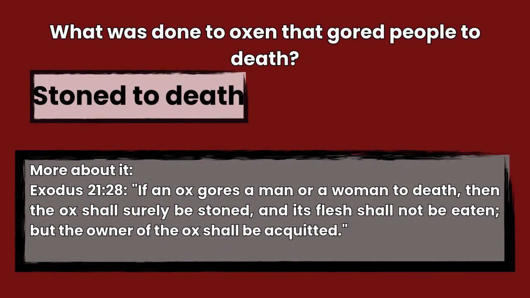The answer is stoned to death. Exodus 21:28. If an ox gores a man or a woman to death, then the ox shall surely be stoned, and its flesh shall not be eaten, but the owner of the ox shall be acquitted.